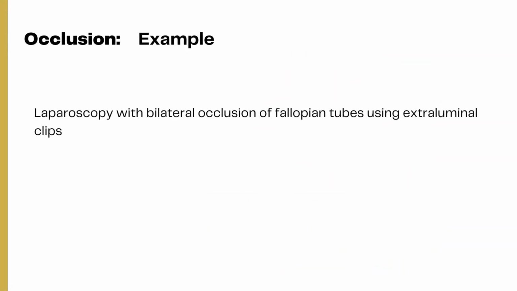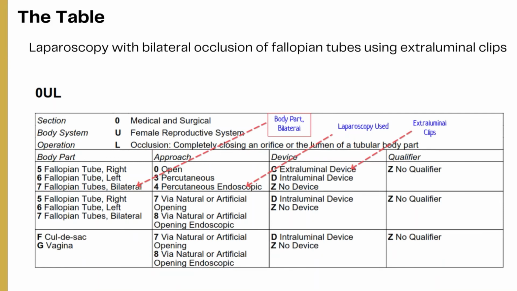Now, this is an example of coding the root operation occlusion. Laparoscopy with bilateral occlusion of fallopian tubes using extraluminal clips. In this case, the first character is 0 for the medical and surgical section. Second character is U for the body system, which is female reproductive system. Third character is L for the root operation of occlusion. For the body part, fourth character, since the procedure is done bilaterally and there is a bilateral body part value, we will select 7 fallopian tubes bilateral as the body part value.